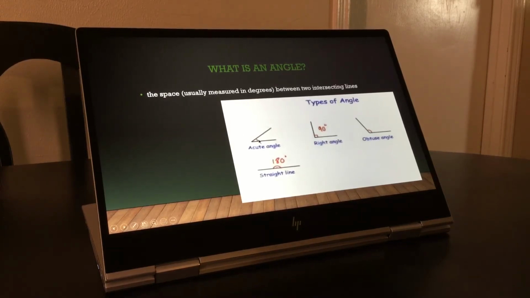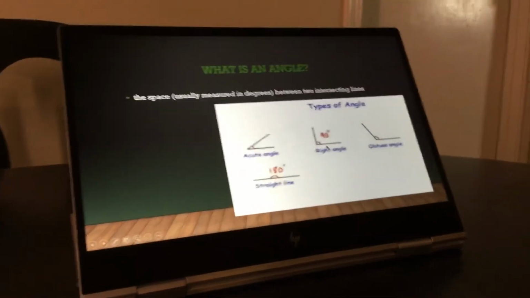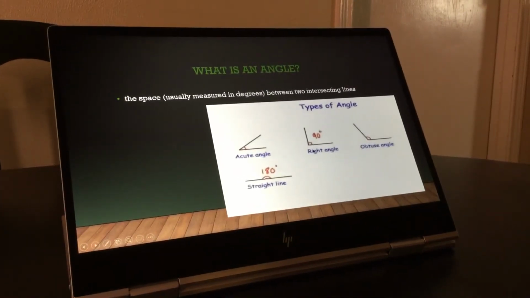You see how it is marked with the little curved line right here, or in a 90-degree angle, it is marked with a box. So, on an acute angle, we will have a little bit smaller one. A 90 degree is a box, an obtuse is a bigger curve, and 180 degrees, as we learned with the protractors, is a straight line. So, just as a recap on angles.